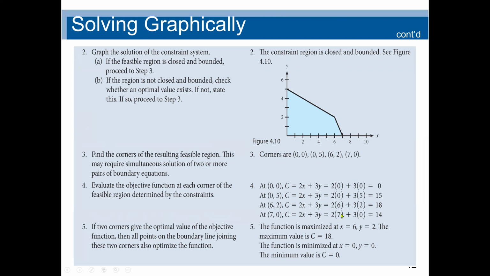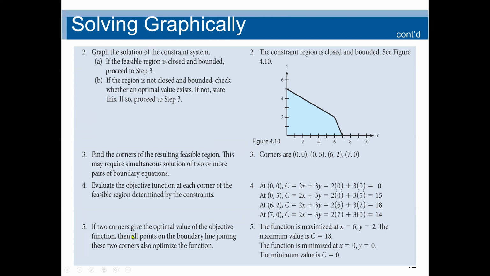Then the next is 6 and 2. So x is 6, so it will be 2 times 6, and y is 2, so it will be 3 times 2. The total gives me 18. Then the last is 7 and 0: 2 times 7 plus 3 times 0, which gives us 14.